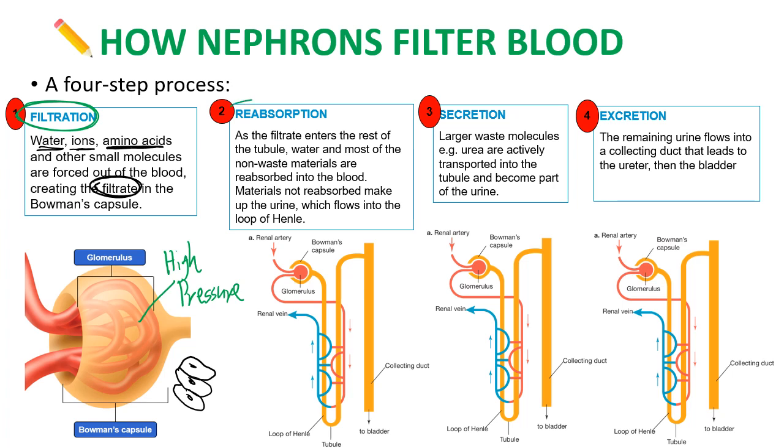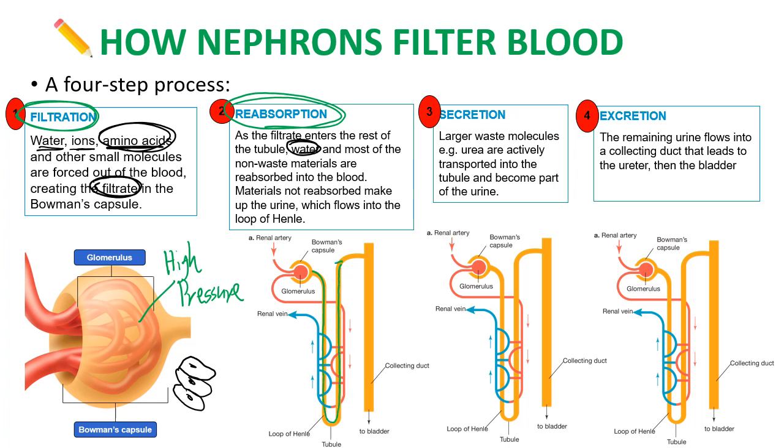The second stage is reabsorption, because half of those materials aren't actually waste products. So the job of the loop of Henle is to basically reabsorb all those chemicals that aren't wastes and we actually do want to keep in our blood again. So we reabsorb most of the water because it's so valuable, we don't want to waste too much water. Lots of ions and amino acids we're also going to reabsorb in the loop of Henle as well. Anything that's still a waste at that stage, well, that's then passing all the way through the loop of Henle.